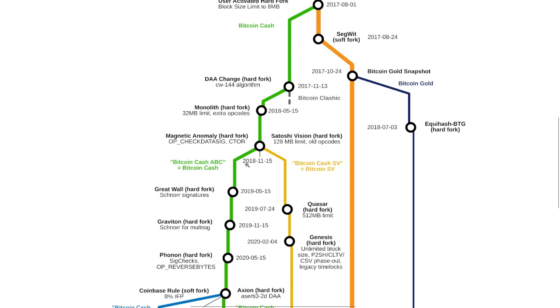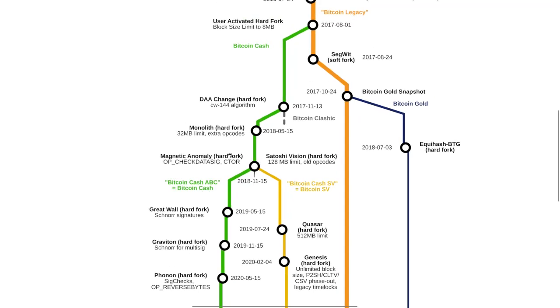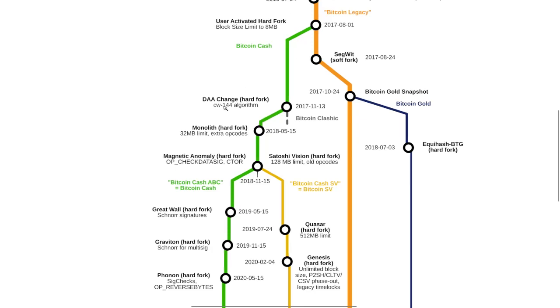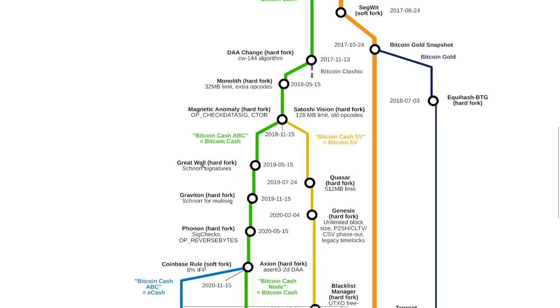Then let's take a look at the Bitcoin Cash history from that point onwards, from the hash wars in 2018. So this was at the time called Bitcoin Cash ABC sometimes, because ABC was a primary Bitcoin Cash node. It was also an important node in the creation of Bitcoin Cash. And there were multiple new upgrades.